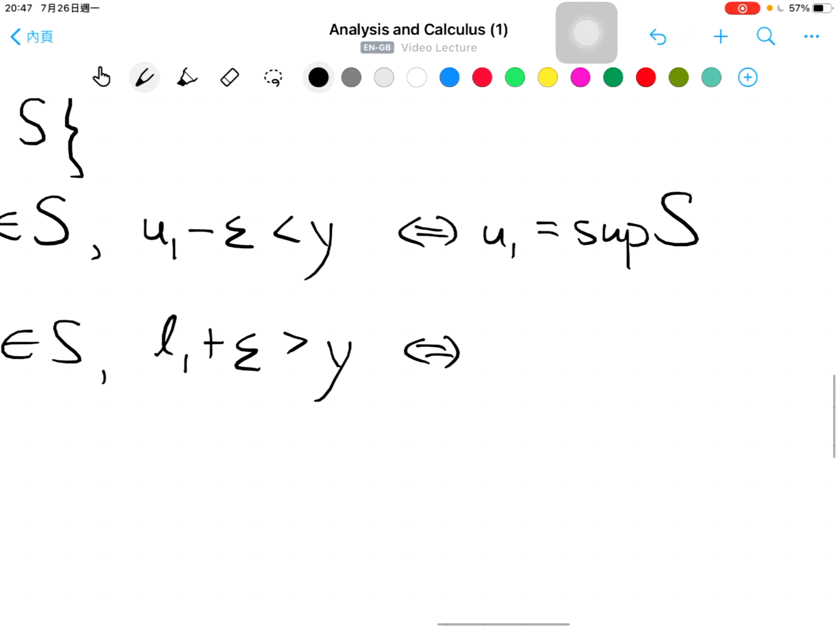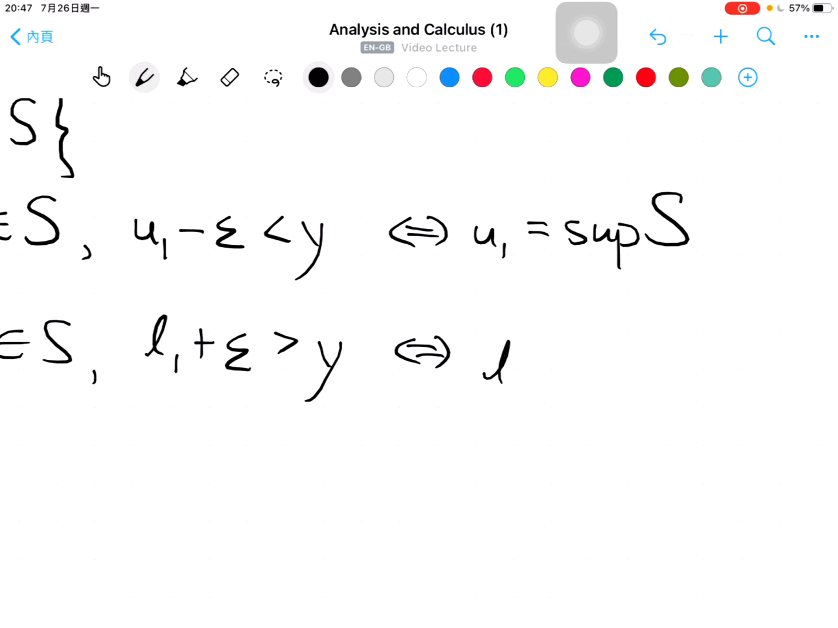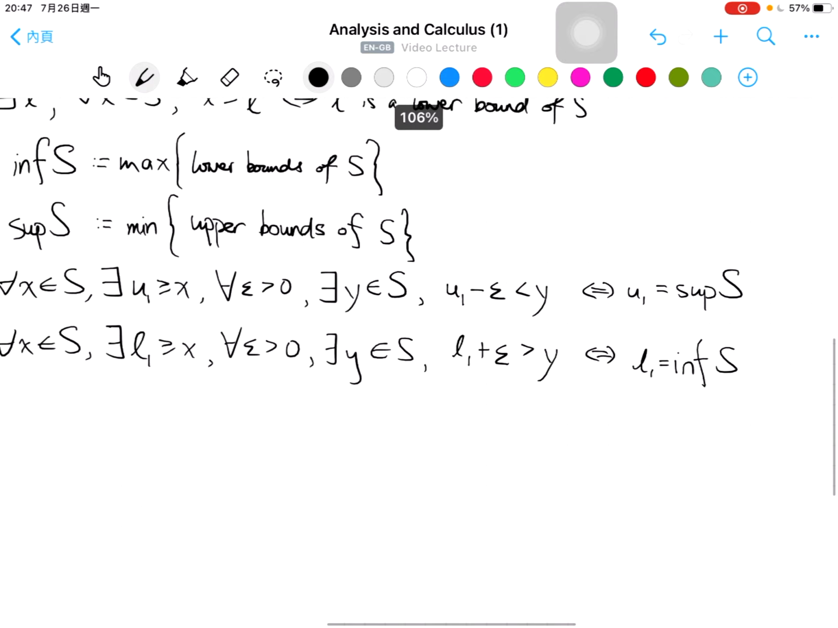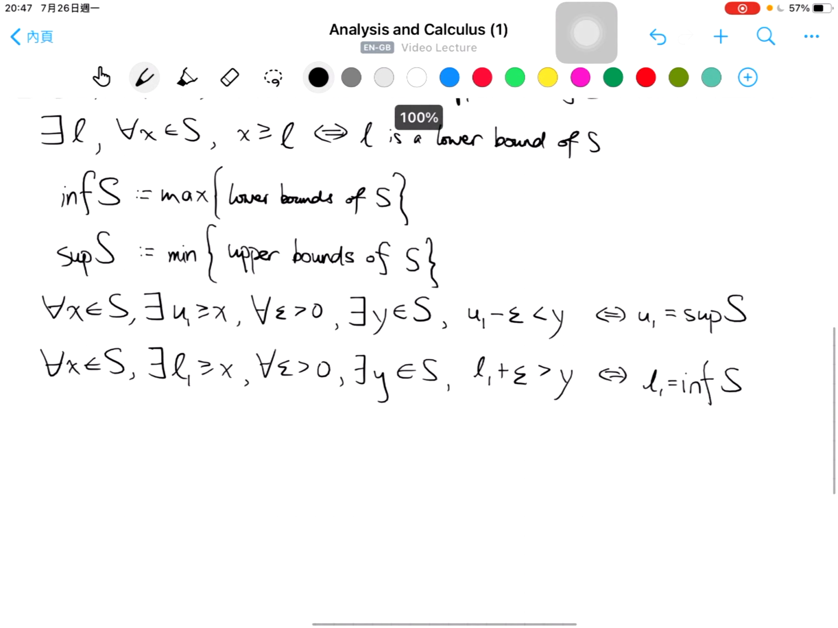An infimum is the largest lower bound, right? That means when this number gets larger, it's not going to be a lower bound anymore, no matter how small the increment is. So there we have the supremum and infimum.